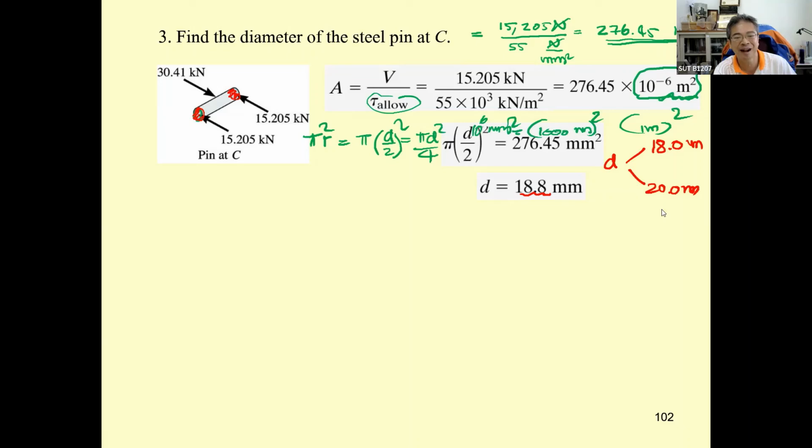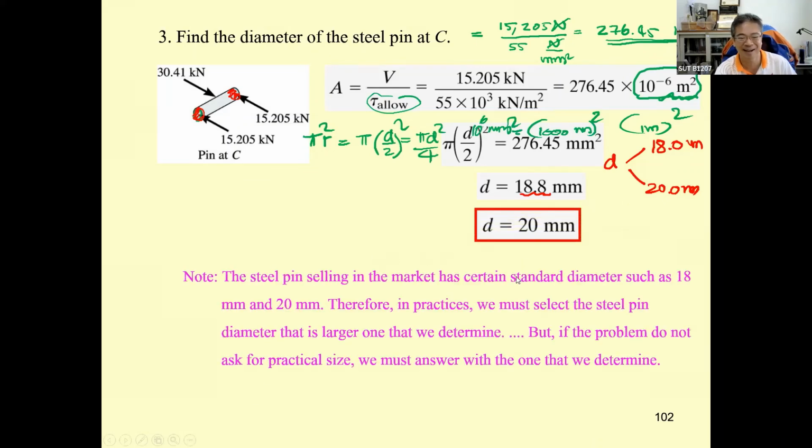Thank you. The answer comes from Charles. Okay, why? The bigger one, Lisa. Okay, I got the answer. So you got to select the bigger one, right? You got to select the bigger one when you decide it. You're going to answer the 20 millimeter. Thank you very much, guys. The answer is 20 millimeter. The rod selling in the market has certain standard diameters.